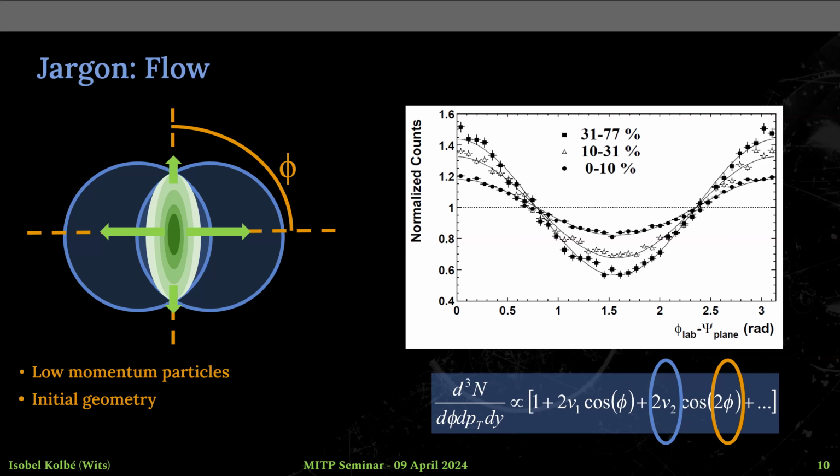Now, if your system is really symmetric and everything's nice, then you don't expect to see V1, V3, V5. But of course, it turns out that you do see them because nature is not so nice. But the point is that being able to measure V2 means this interpretation.